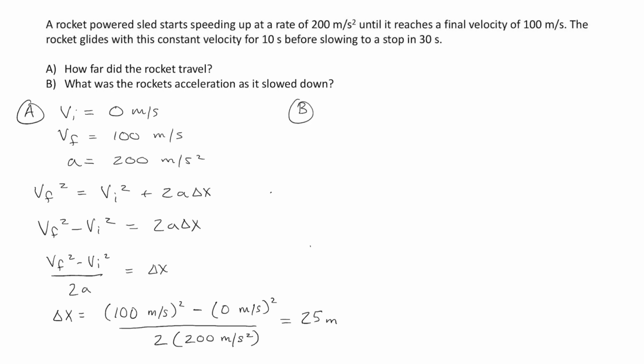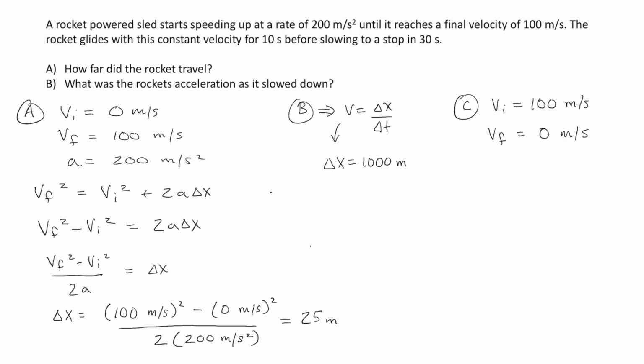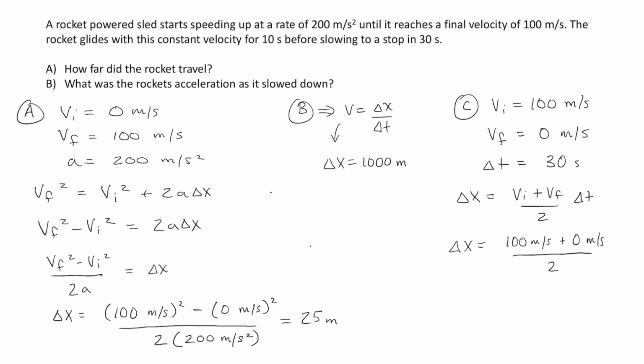For part B, we had already done the math. We used our uniform motion equation, and we found that the change in position when the rocket moved with a constant velocity was 1,000 meters. Then for part C, which is when the rocket was slowing down, we know the initial velocity was 100 meters per second, the final velocity was 0 meters per second, and it took the rocket 30 seconds to slow down. We figured out that we can use the delta x is equal to Vi plus Vf divided by 2 times delta t equation. And we don't even need to rearrange. All we need to do is plug in our values and solve for delta x. When we do the math, we find that the rocket moved 1,500 meters as it was slowing down.